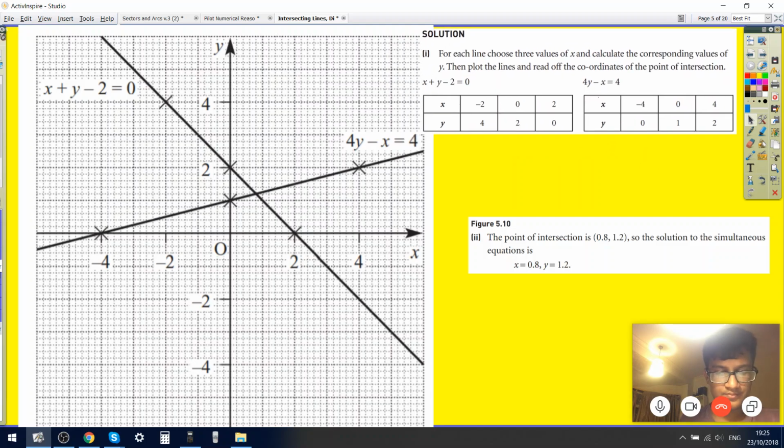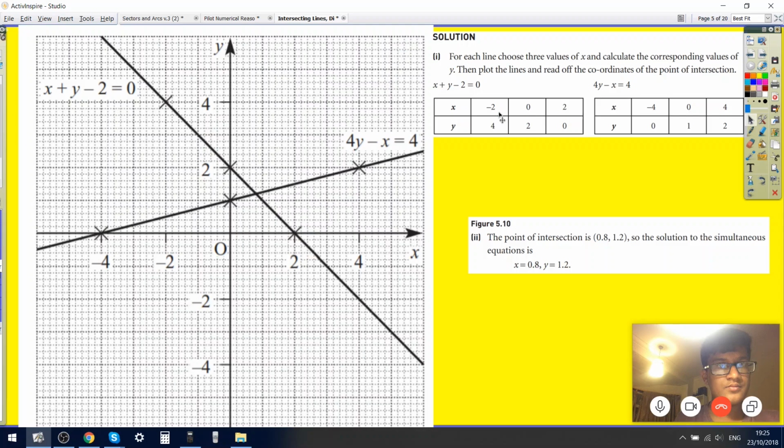And they did it this long way, which was not too long actually. They did minus 2, 0, 2. So they only used 3 points.